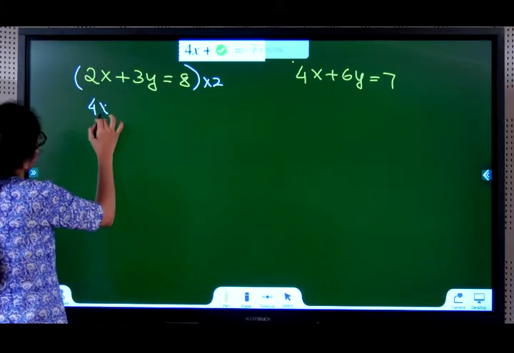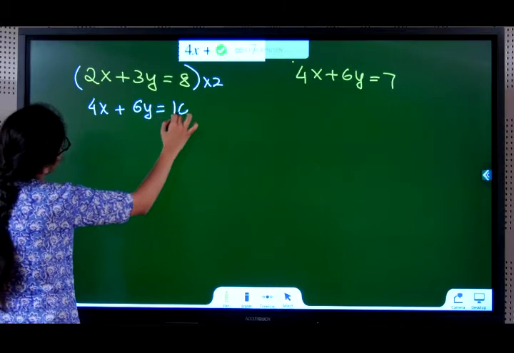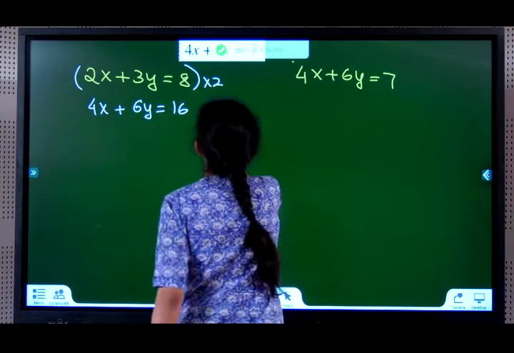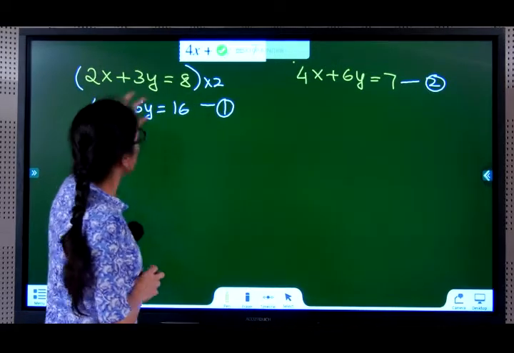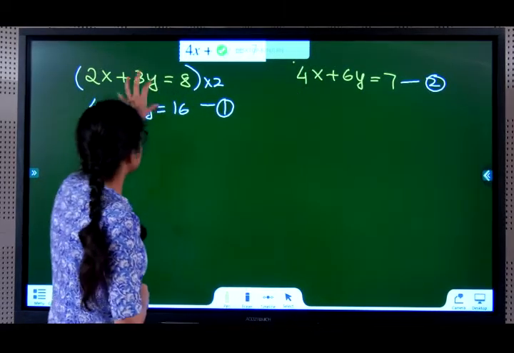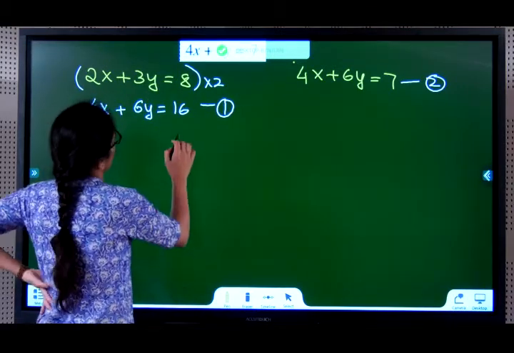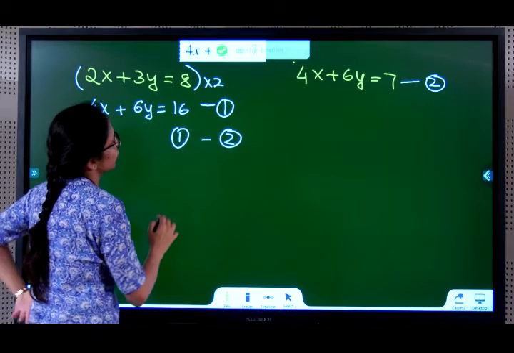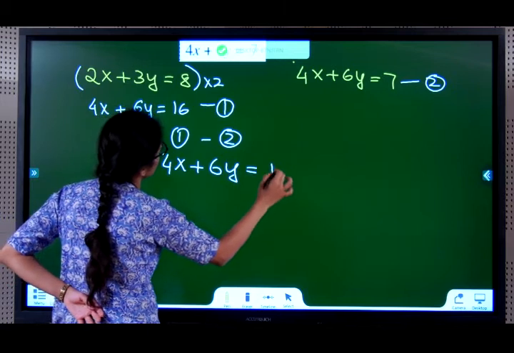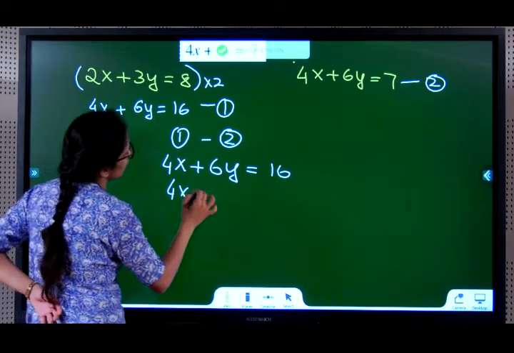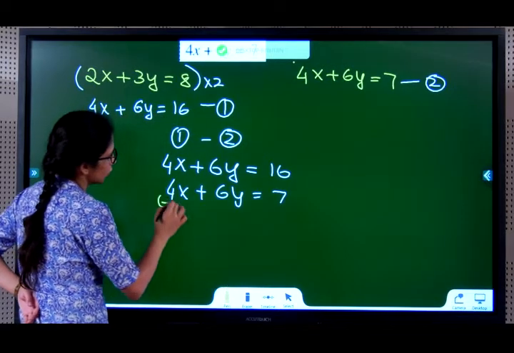So 4x plus 2 3s are 6, 6y is equal to 16. This is already 4x. Keep it as it is. Let's call this equation 1 and equation 2. This is 4x and this is 4x. The coefficients are same. Now but they both have the same sign. So I have to go for subtraction. Equation 1 minus equation 2. Equation 1 is 4x plus 6y is equal to 16. Equation 2 is 4x plus 6y is equal to 7. Subtraction, so change the signs.